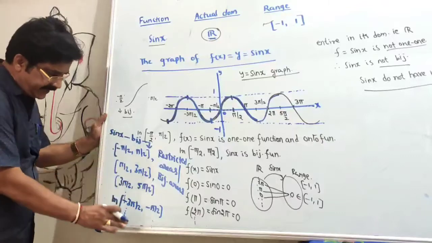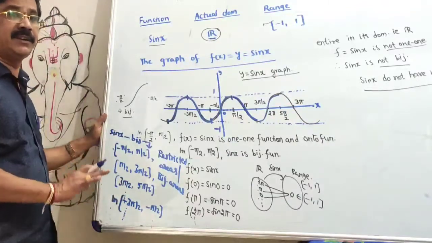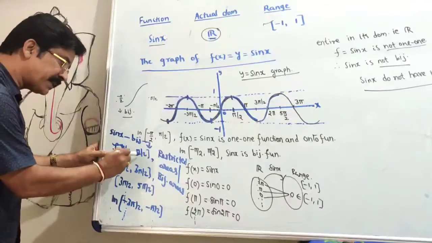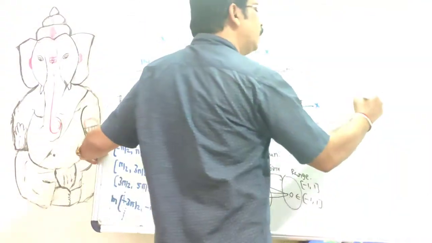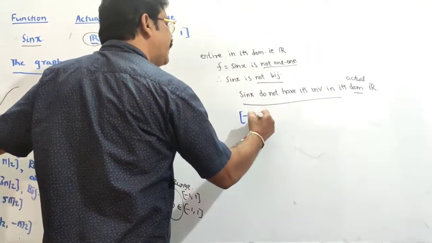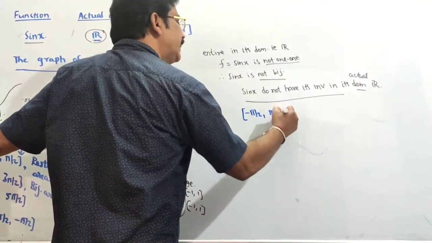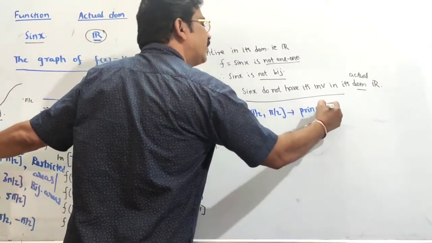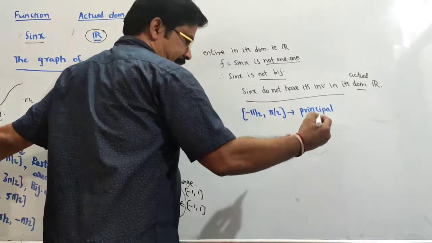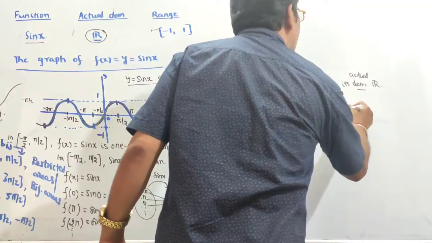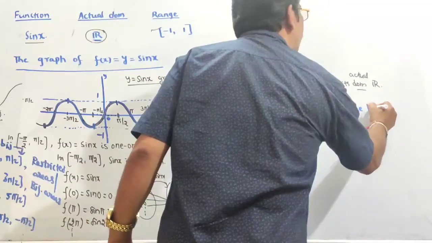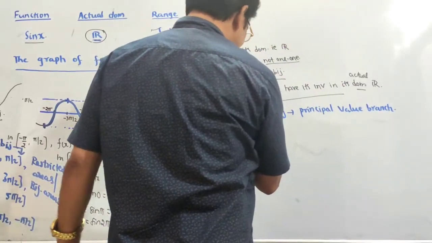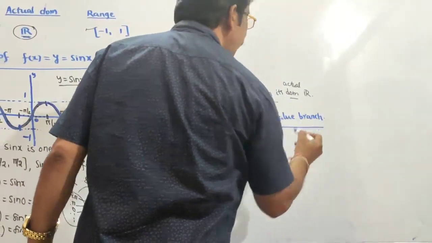So, how many areas are there? Infinite areas are there. Out of which this area, the closed interval of minus pi by 2 comma plus pi by 2, is called the principal value branch.